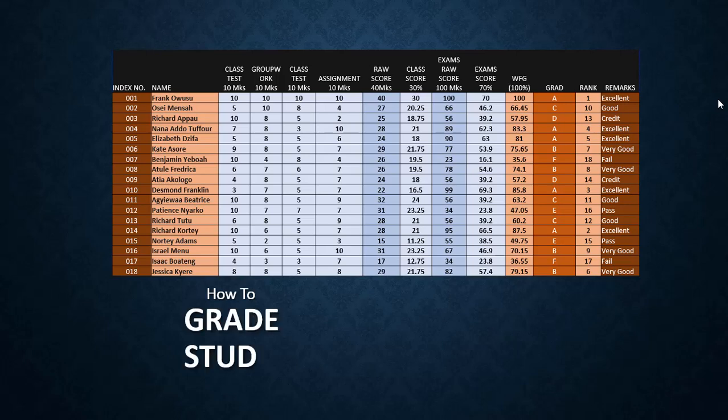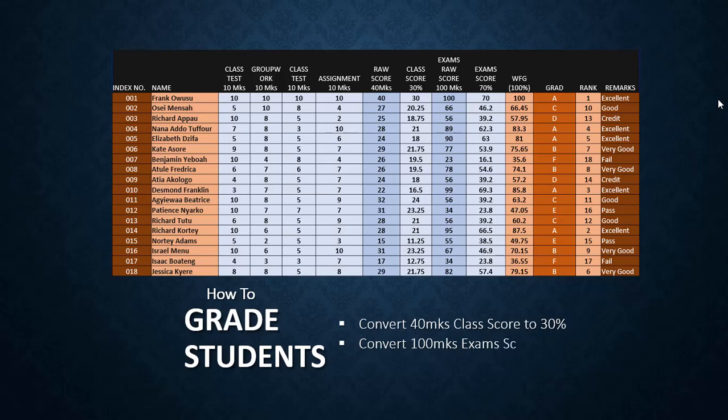To grade students, convert 40 marks class score to 30%, convert 100 marks exam score to 70%, and finally grade students.